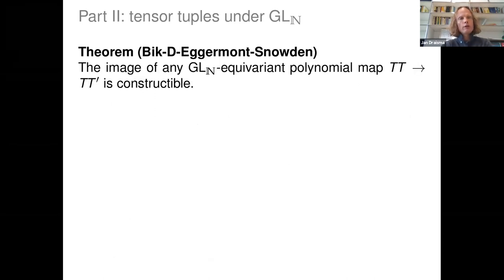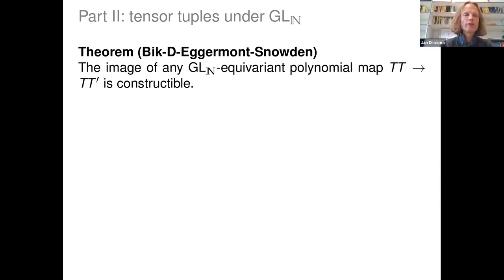Now there's also a version of Chevalley's theorem. So that's a theorem in joint work with Arthur Bik and Rob Eggermont and Andrew Snowden, which we have been in the process of writing down for a long time, but this part is certainly true, which says that if you take any polynomial map from TT to another space of tensor tuples, which commutes with the action of this GL infinity, then the image is always constructible.